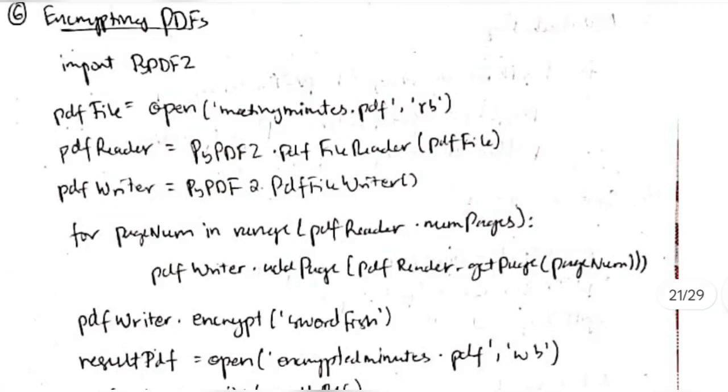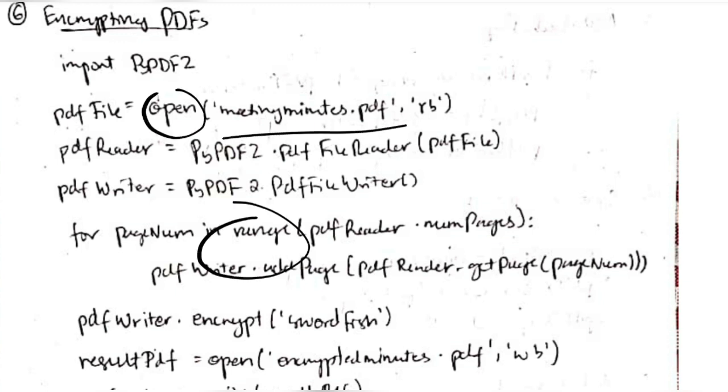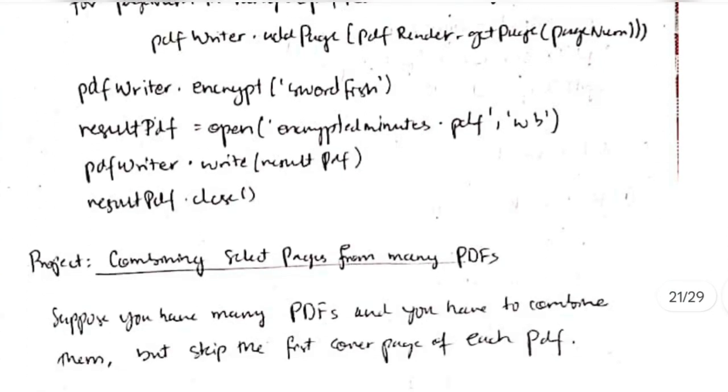Okay, to encrypt the PDF, what we have to do is firstly we have to open the file we have to encrypt, and after that we have to add the pages in that PDF file, and after that what you have to do is we have to use a code word. The code word is used with encryption, and after that when we have done that one, we have to save that file and close it.